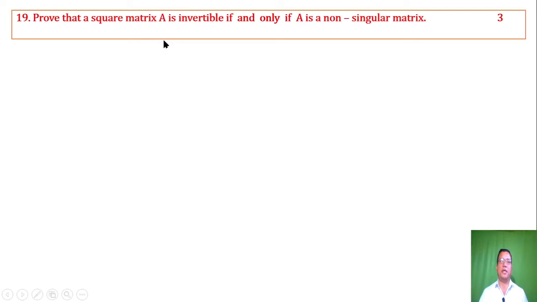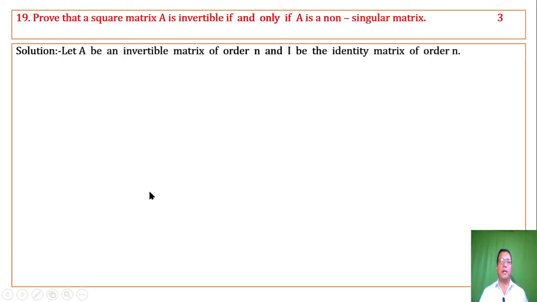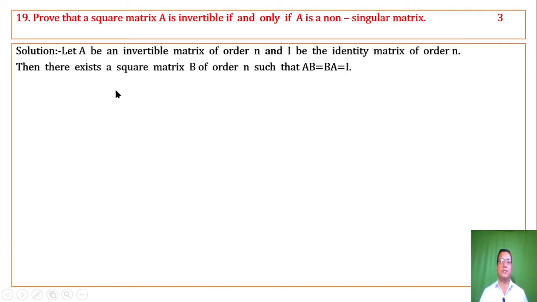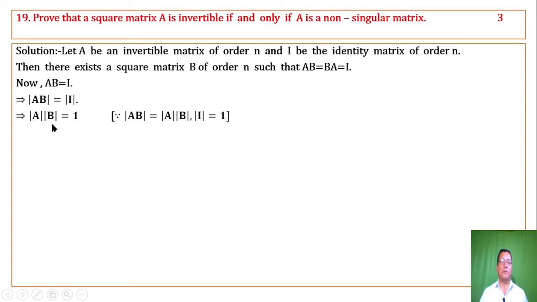19. Prove that a square matrix A is invertible if and only if A is a non-singular matrix. 3 marks. Let A be an invertible matrix of order n and I be the identity matrix of order n. Then there exists a square matrix B of order n such that product AB equal to BA equal to I. Now product AB equal to I, which gives modulus of product AB equal to modulus of I. Then determinant of A into determinant of B equal to determinant of identity matrix, which is 1. This product of two numbers is 1, therefore determinant of A does not equal 0. Hence A is a non-singular matrix.